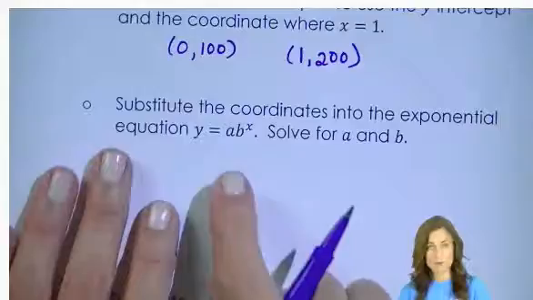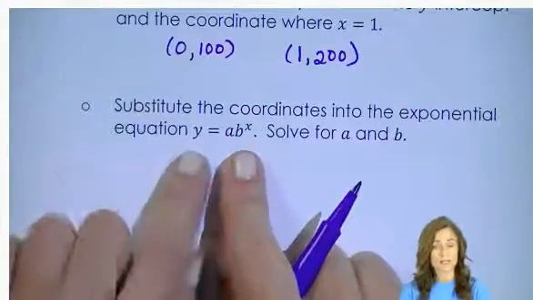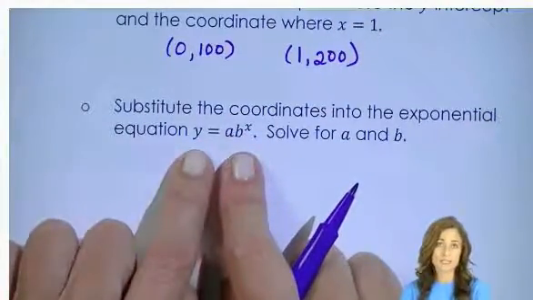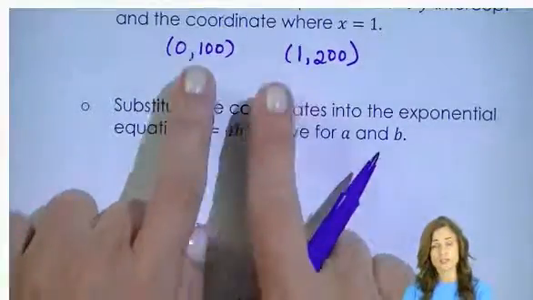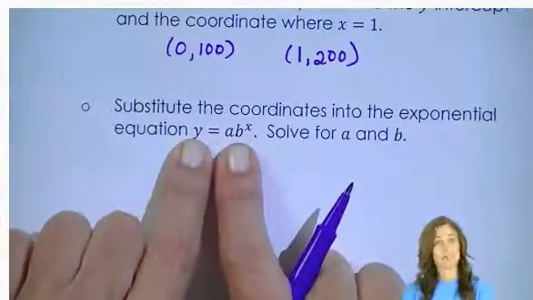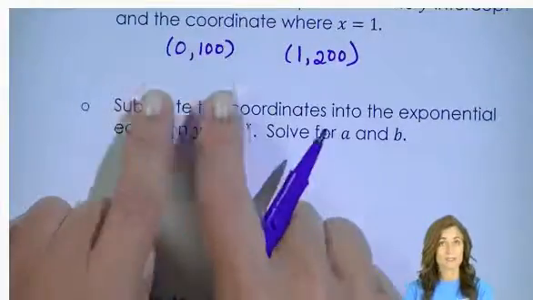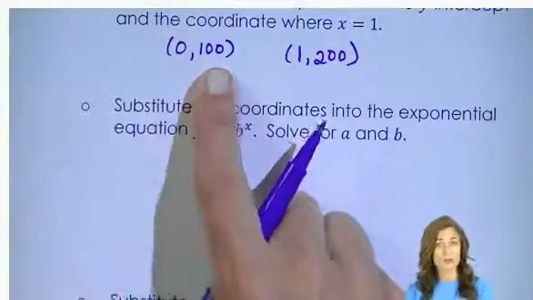Now this is the formula, the equation that we're going to use for an exponential function, this exponential equation. So we're going to substitute these coordinates into this, and we're going to solve for a and b. So I'm going to start with putting in 0 and 100.